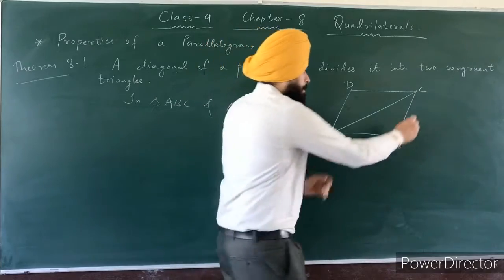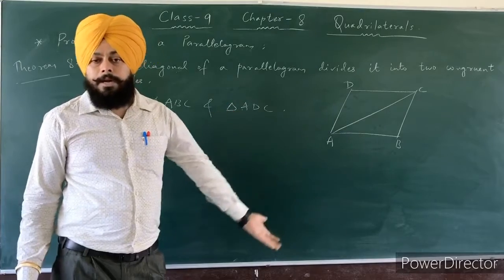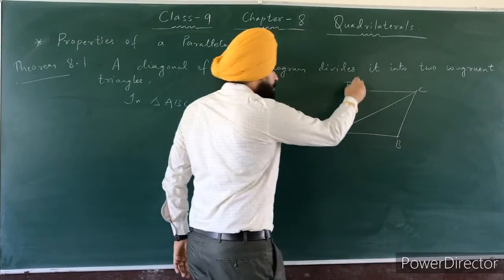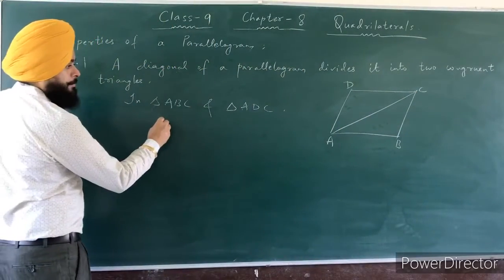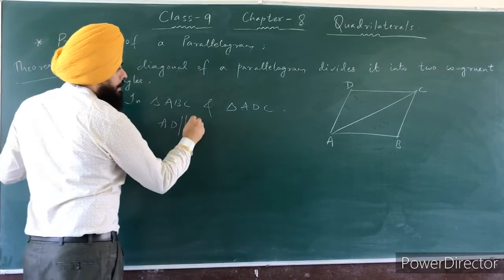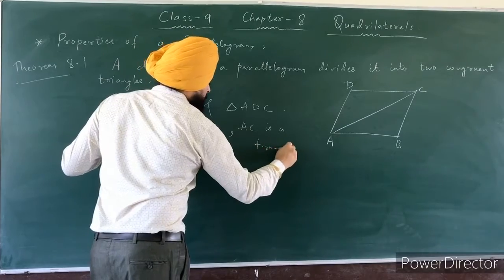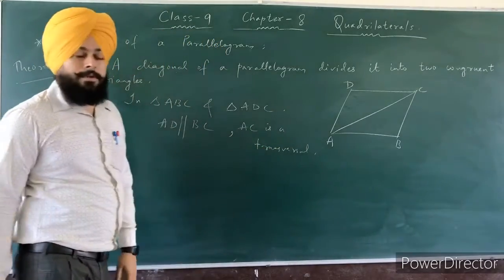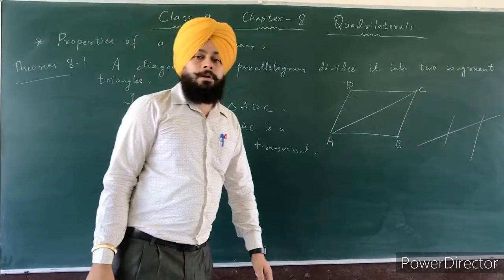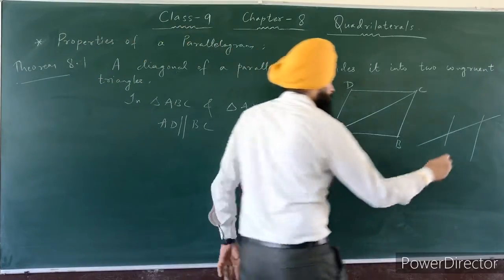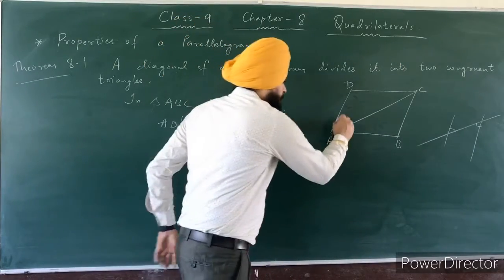So you can see here this BC is parallel to AD because in a parallelogram opposite sides are parallel. Now this is AC. AC is a transversal. So you can write AD parallel to BC and AC is a transversal. If these two lines are parallel and this is a transversal, then what? Pair of alternate angles are equal. So these are the pair of alternate angles.